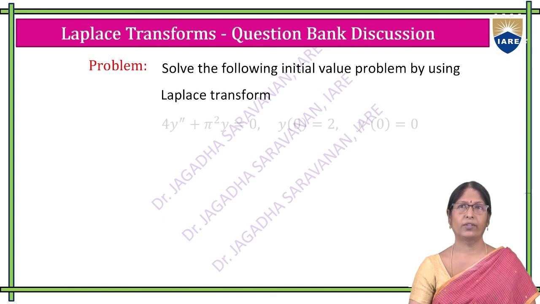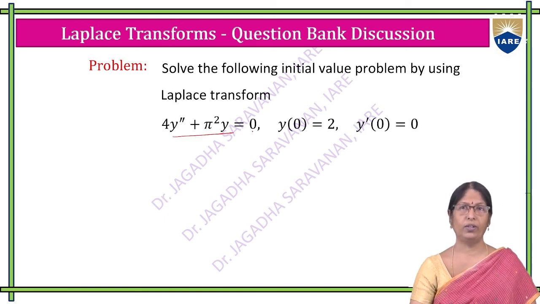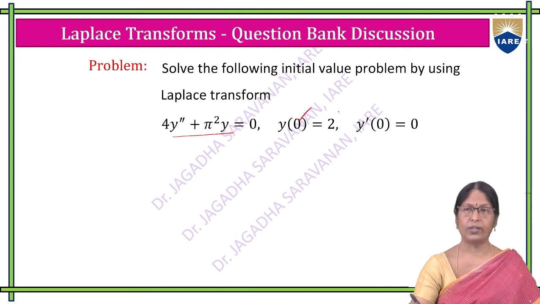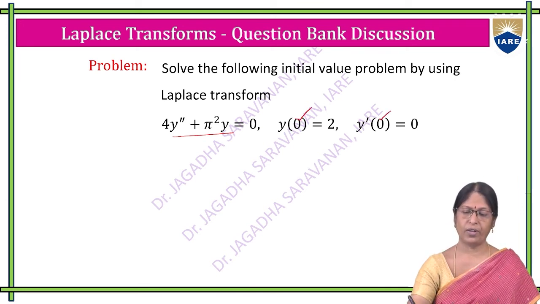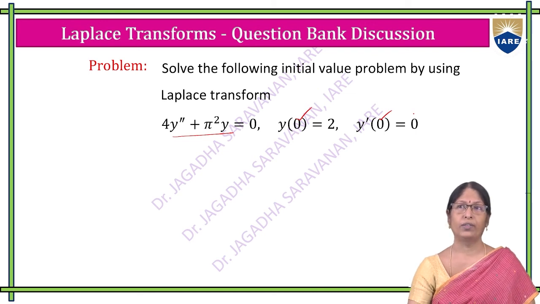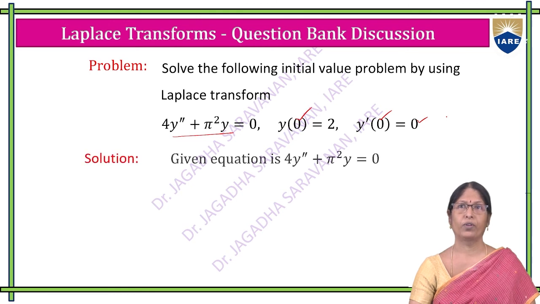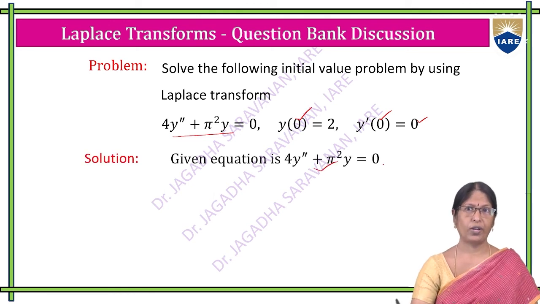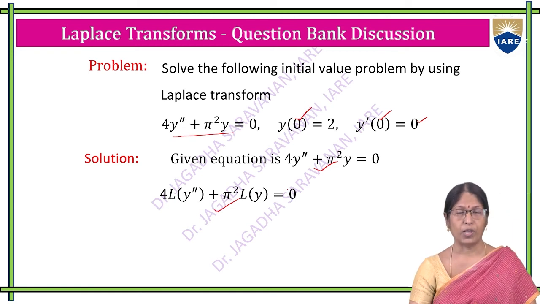So the next one is the second order equation which is given: 4y double dash plus pi square y equal to 0. Now at the point x equal to 0, y equal to 2, and the first derivative of y at x equal to 0 has the value 0. So the given equation we are writing, we take the Laplace on both sides.